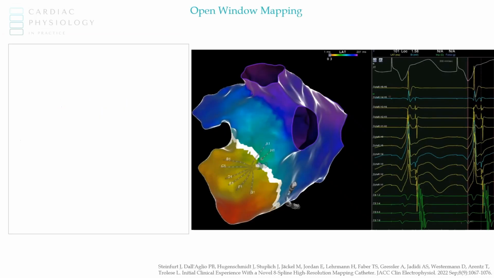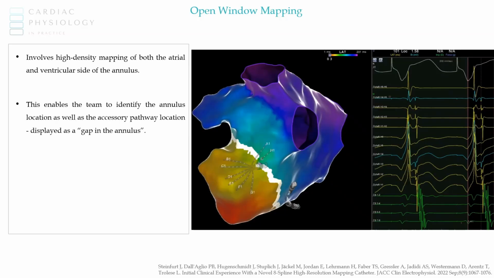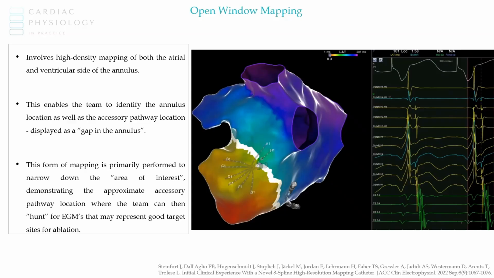So what actually is open window mapping? Open window mapping involves high density mapping of both the atrial and ventricular side of the annulus. The point of this is to determine where exactly the annulus is and where the gap in the annulus is that represents an accessory pathway. This form of mapping is primarily performed to narrow down the area of interest.